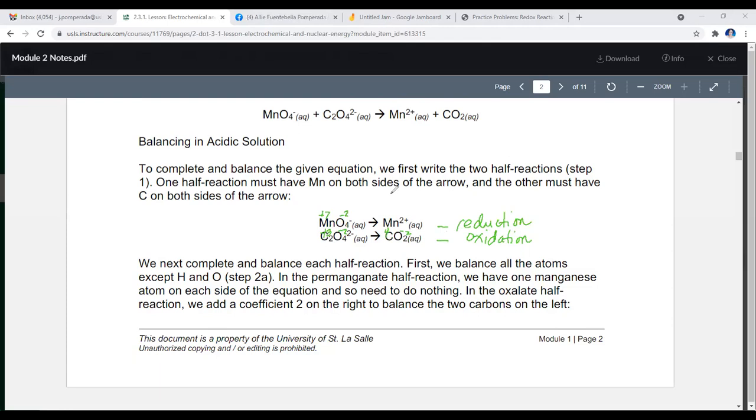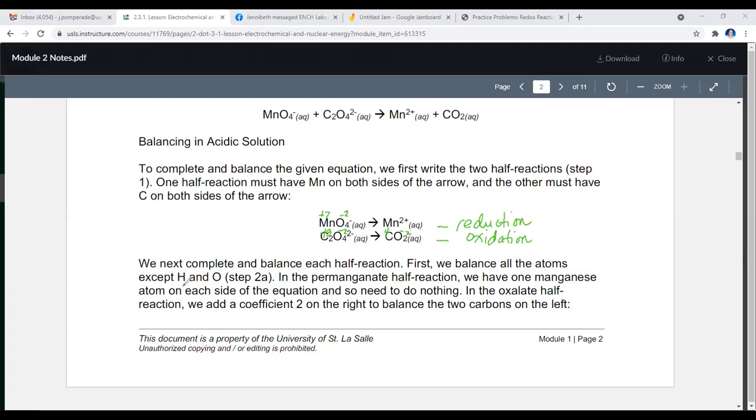So your half reactions for your particular redox reaction to balance will always come in pairs. Pairs of reduction and oxidation reaction. Can we now proceed? So this is your reduction and this is your oxidation reaction. So this is the first step. You write the half reactions. Now we next complete and balance each half reaction. First, we balance all the atoms other than hydrogen and oxygen.